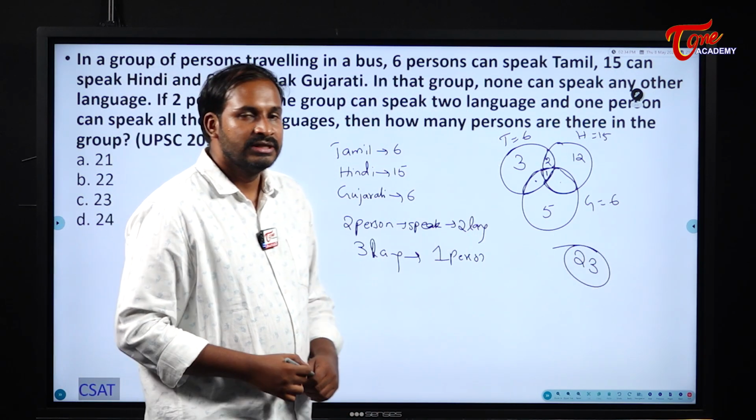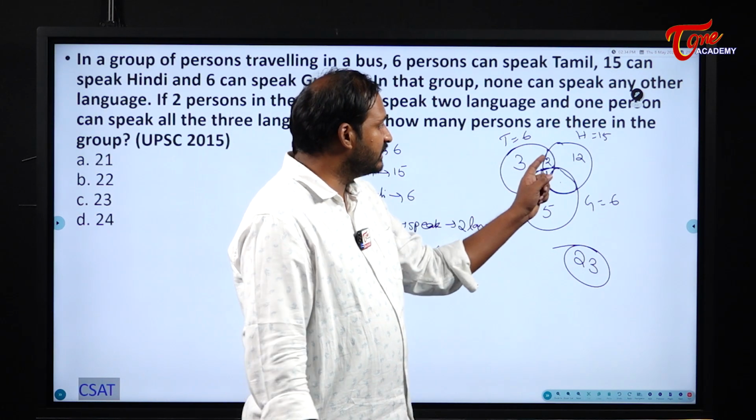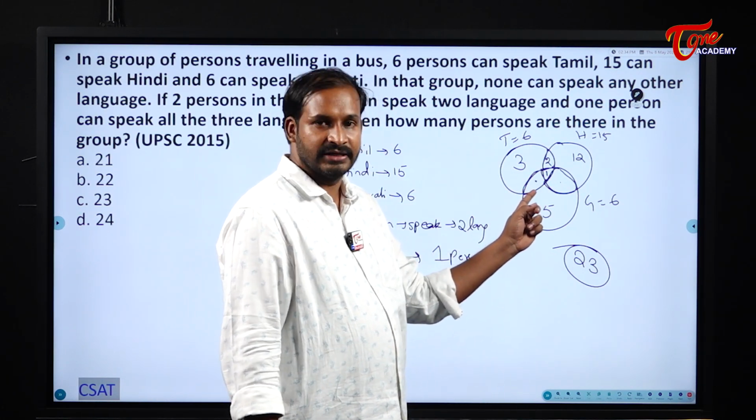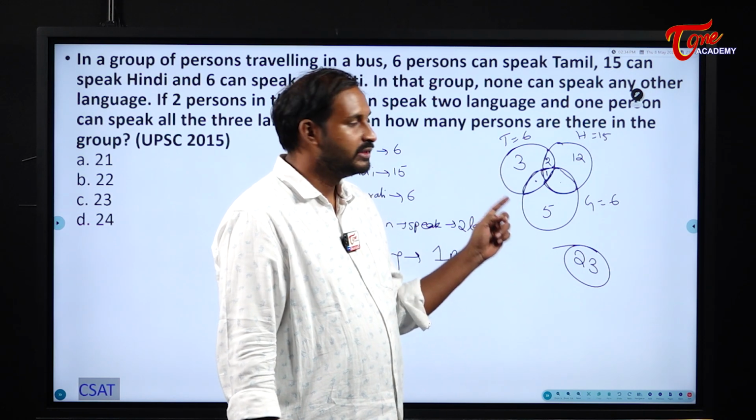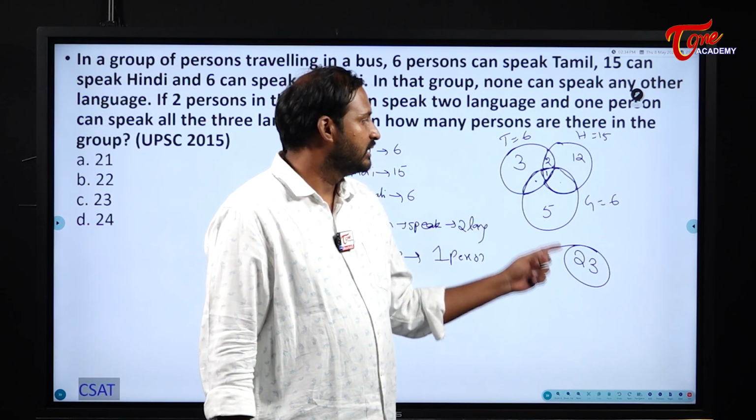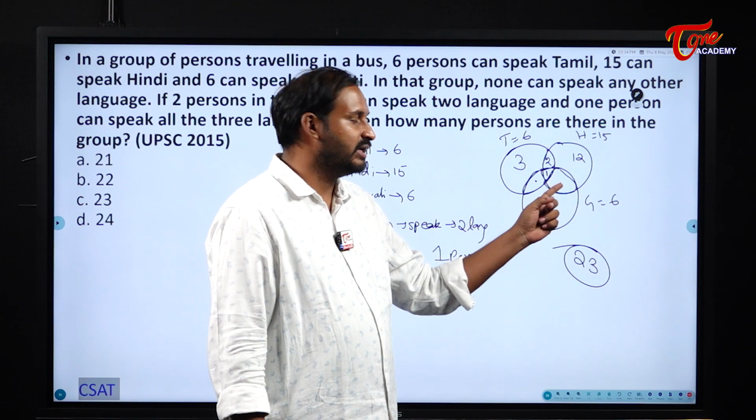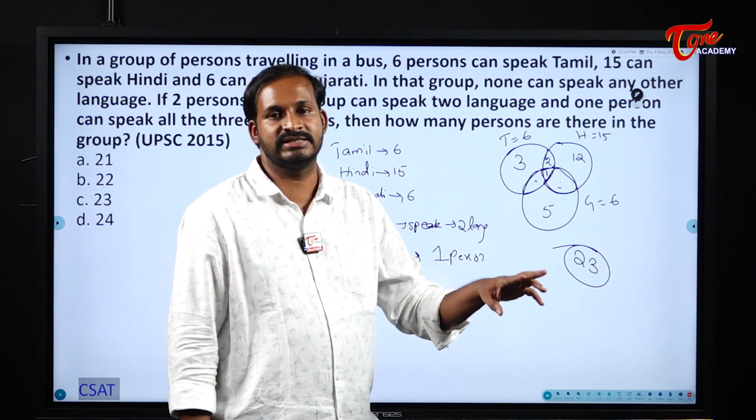See here students, if you want to verify it, take this 2 from here and put it here and do the similar process. You will get the same number, 23. Take that 2 from here and put that 2 here and do the similar process. You will get the same 23.